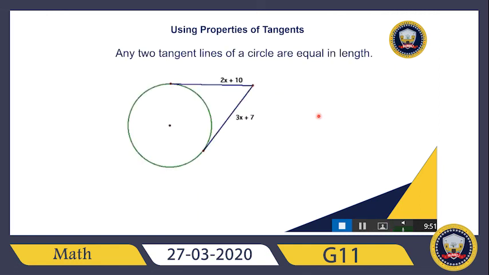This is another example, the same concept. We have one exterior point and two tangency points. So we can immediately say, to find x, 2x plus 10 equals 3x plus 7. Solving this equation would lead us to finding x.